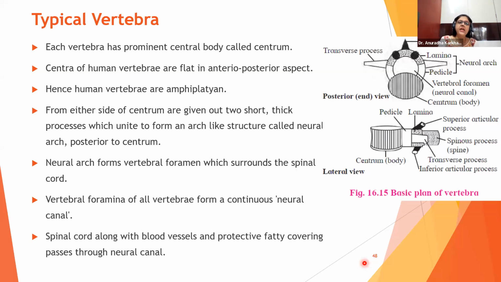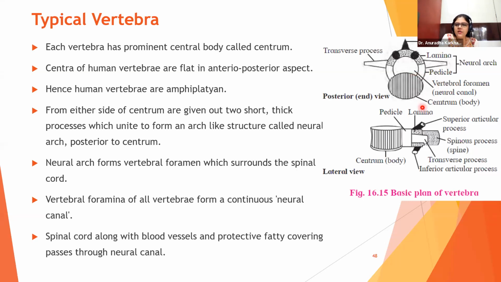Let us see. Each vertebra has a prominent central body called as centrum. So in the diagram, I want all of you to focus on the diagram. It's very important. Yeah. So here you can see, this is the centrum, prominent central body, which will be called as centrum. Centra of human vertebrae are flat in anterior posterior aspect. Anterior posterior matlab from back and front side, if you look at it, it looks flat in shape.